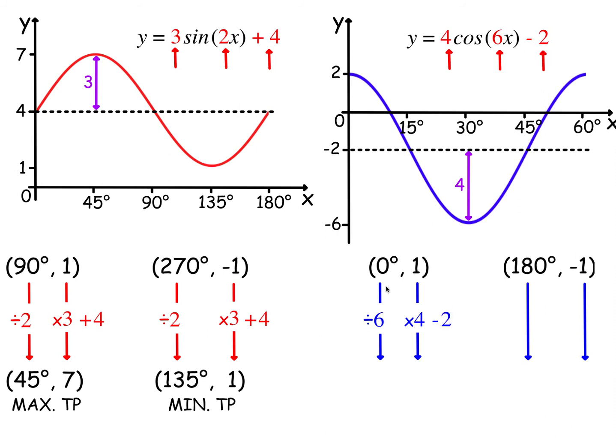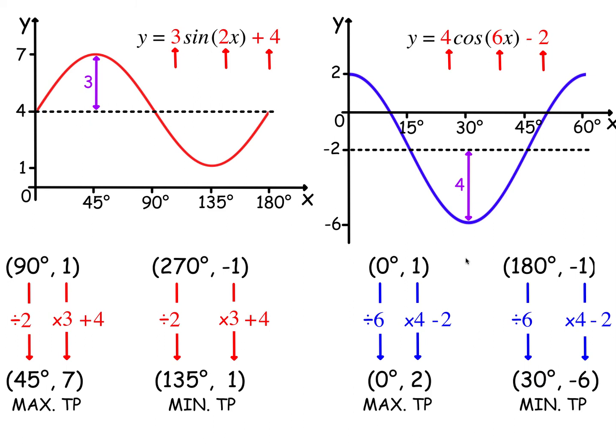There's the changes. Divide 0 by 6. And for the y coordinate 1, it gets multiplied by 4 and take off 2. There's the result, 0, 2. And there it is in the graph. Do it for 180 just the same. Divide 180 by 6. And take the negative 1, multiply it by 4 and subtract 2. And it's 30, negative 6. There it is, 30, negative 6. So that's the maximum and minimum turning points. Now the value is the y coordinate. You've got to watch whether you're asked the value, which is 7, or whether you're asked the turning point, which is 45, 7.